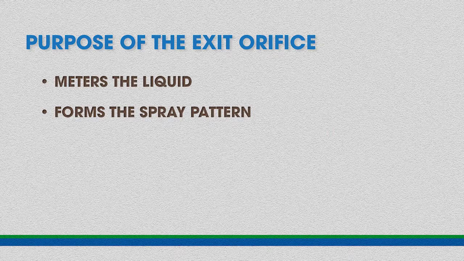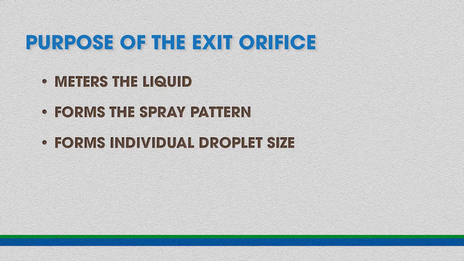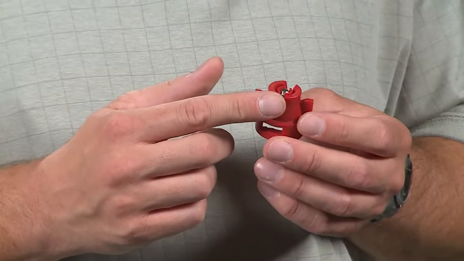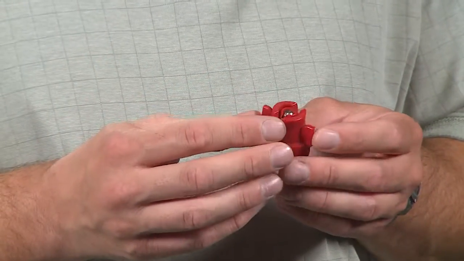The second thing it does is it forms the flat fan-shaped spray pattern. So as the spray leaves this nozzle, it comes out in a fan shape. The third thing that it does is it forms the individual droplet size from this nozzle. As a general rule, extended range flat fan nozzles make a fairly small droplet spectra. So in terms of coverage, they provide very good coverage. There is a higher risk of drift from this type of nozzle than some of the other nozzles that I'm going to be talking about.